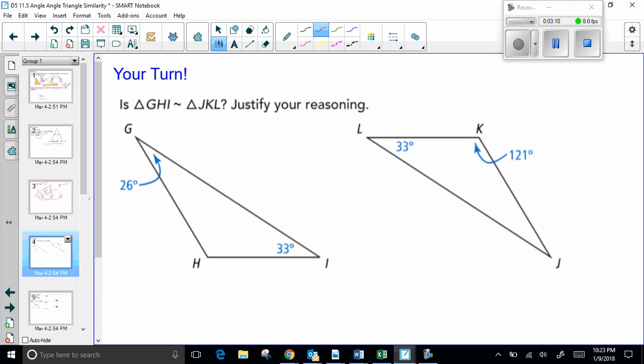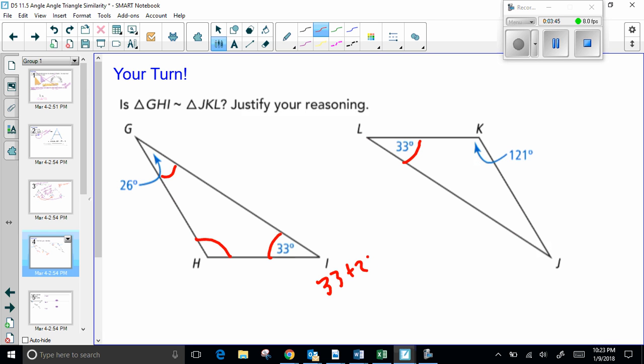All right, next one. GHI and JKL. Are these two triangles similar? I'm sorry, I keep using the wrong word. Well, in order for them to be similar, all angles must be the same. And we're going to shorten it up to just say two of the angles are congruent to each other. So right now we've got 33 and 33. That's great. We've got this 121 and 26 angle. Let's find this missing angle here and see if it matches up.